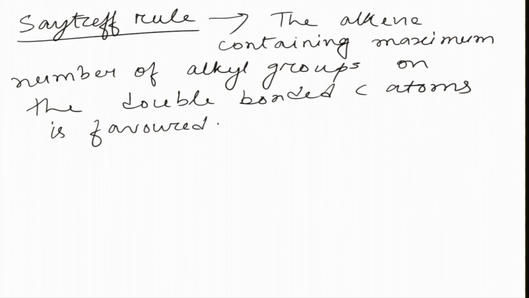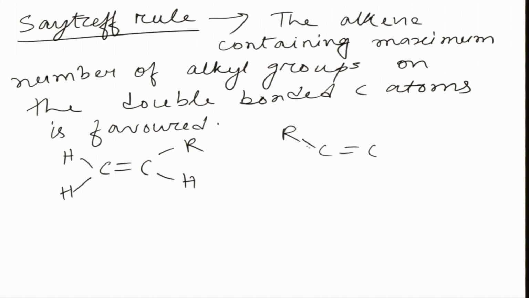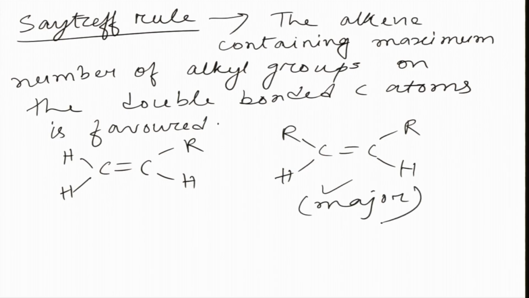favored. In the last lectures, we have discussed why the stability of more substituted alkenes is greater due to hyperconjugation, right? For the same reason, let us say if this is the double bond and there is one substitution, and in another case there are two substitutions, then this will be favored. Okay? Then this will be the major product.